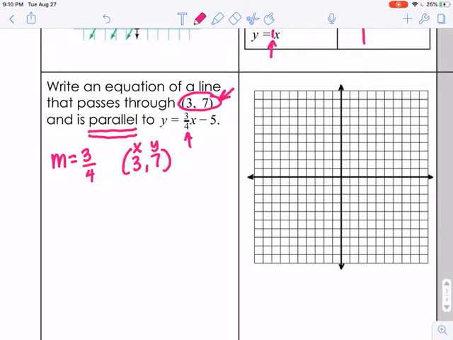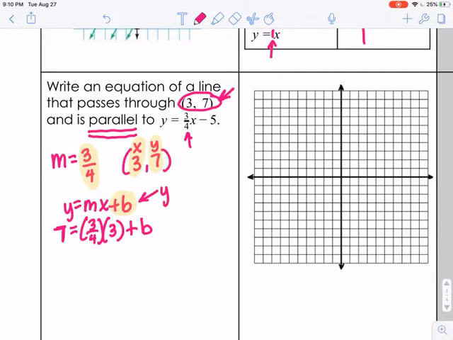I can use my equation y equals mx plus b, and I can substitute in numbers that I know. So I know that 3/4 is m, so I'm going to substitute 3/4 in for m. I know that x is 3, so I'm going to substitute in 3 instead of x. And then I know that y is 7, so I'm going to substitute in 7 for y. I notice that there's still a plus b here, so I need to write that plus b right here. That's what we're solving for right now.